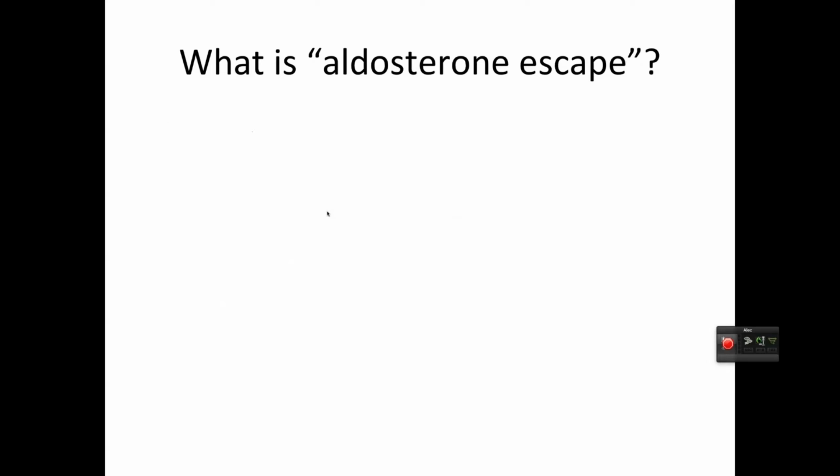So what is aldosterone escape? When you have a lot of fluid in your system, like high blood volume, your atria sense the stretch, and then they secrete ANP, which helps with natriuresis. In other words, natriuresis.